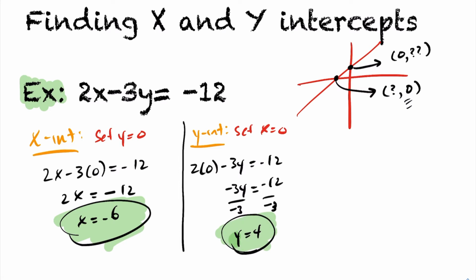Normally you say, okay, this has an x-intercept of negative 6. Putting that in point form, it'd be (-6, 0). And this has a y-intercept of 4. Expressing that as a point, you would say the point is (0, 4). Okay, let's try another.